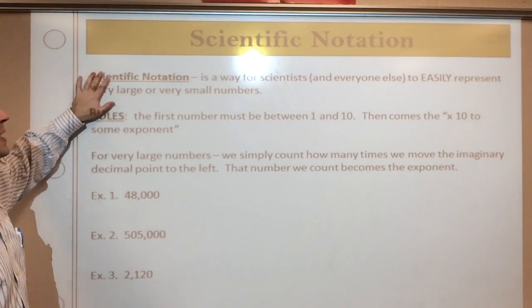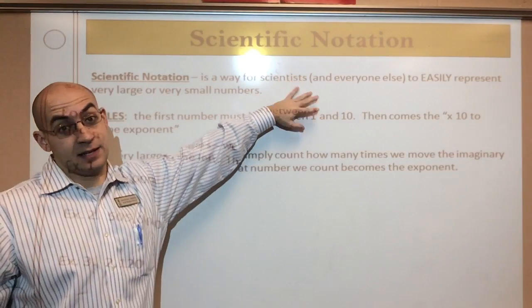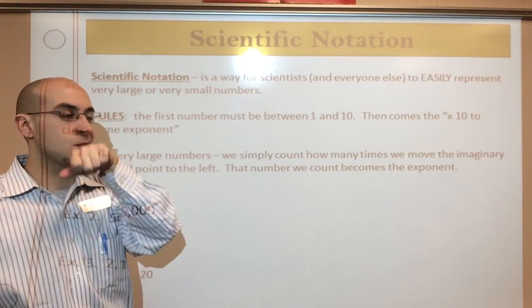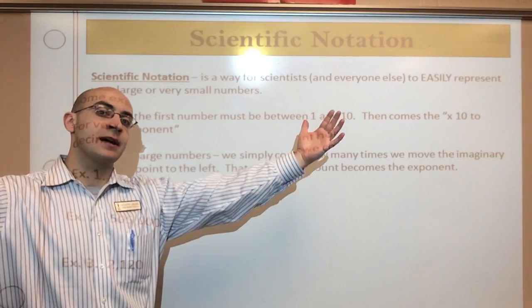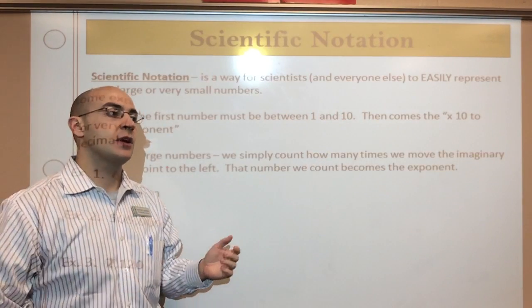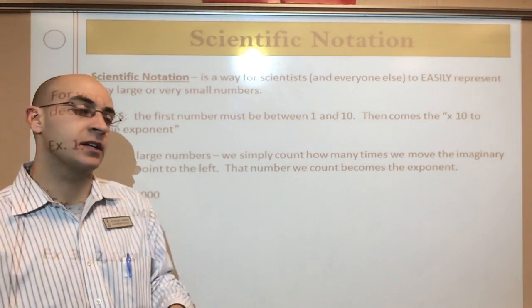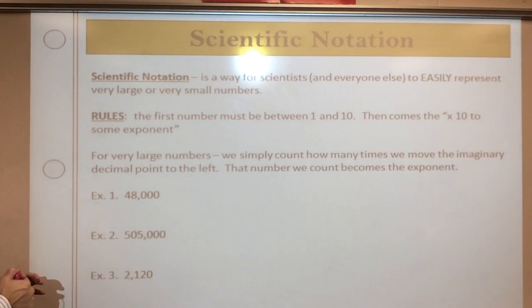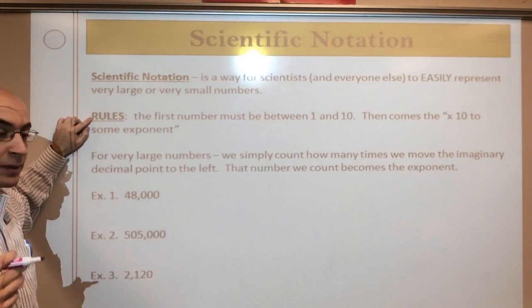So scientific notation is a way for scientists, and then everyone else like us in math class, to represent really, really big numbers or really, really small numbers without having to write a ton of zeros and a ton of place values and things like that. So the rules are actually really simple but strict.